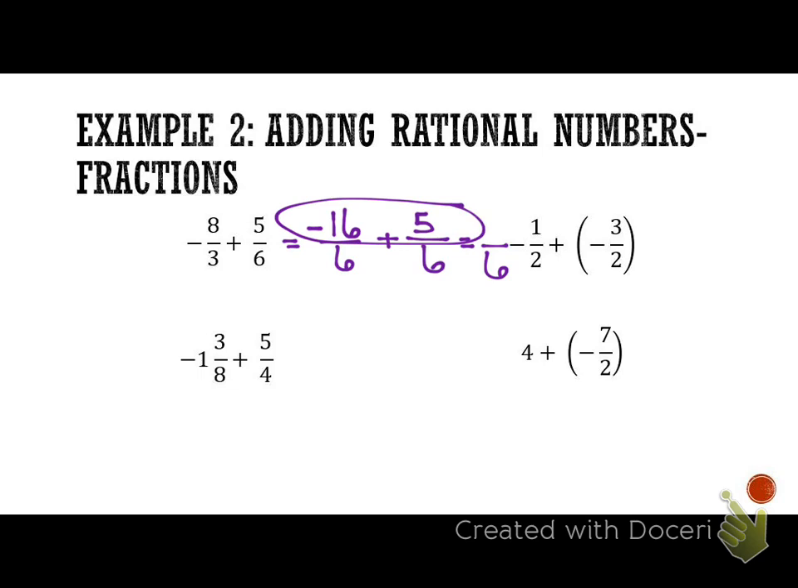need to combine our numerators. What's negative 16 plus 5? Negative 11. Negative 11. And that's going to be my answer.